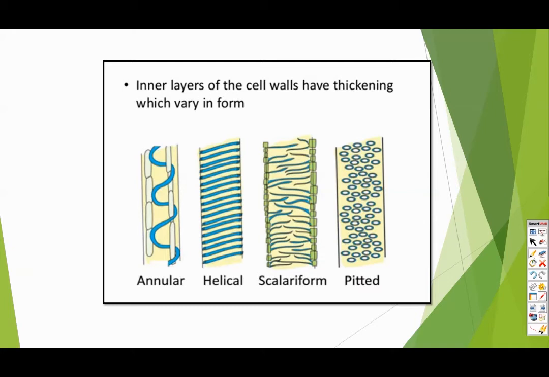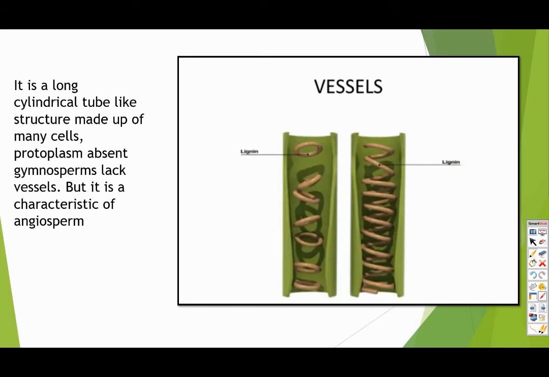Now after tracheids, the next one is vessels. Children, tracheids are elongated structures with tapering ends, whereas vessels are usually cylindrical in shape. Here you can find annular and spiral pits. It is a long cylindrical tube-like structure made up of many cells. Protoplasm is absent, they are nothing but dead cells. What I want you to remember is, gymnosperms do not have vessels. Keep it in your mind. Gymnosperms lack vessels, but it is one of the major characteristics of angiosperms. So angiosperms do contain vessels.